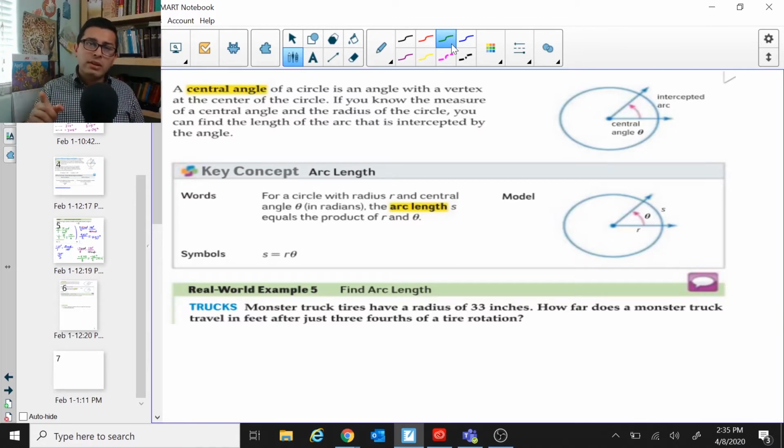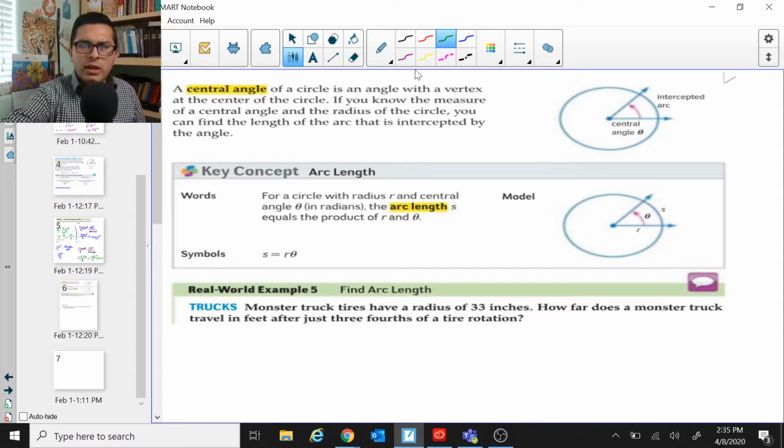But arc length is the thing that's really important. It's related to that central angle, but it is a little bit different. Angles show how much something has turned, whereas the arc length actually shows how much distance was traveled. Well, how is that going to be different?